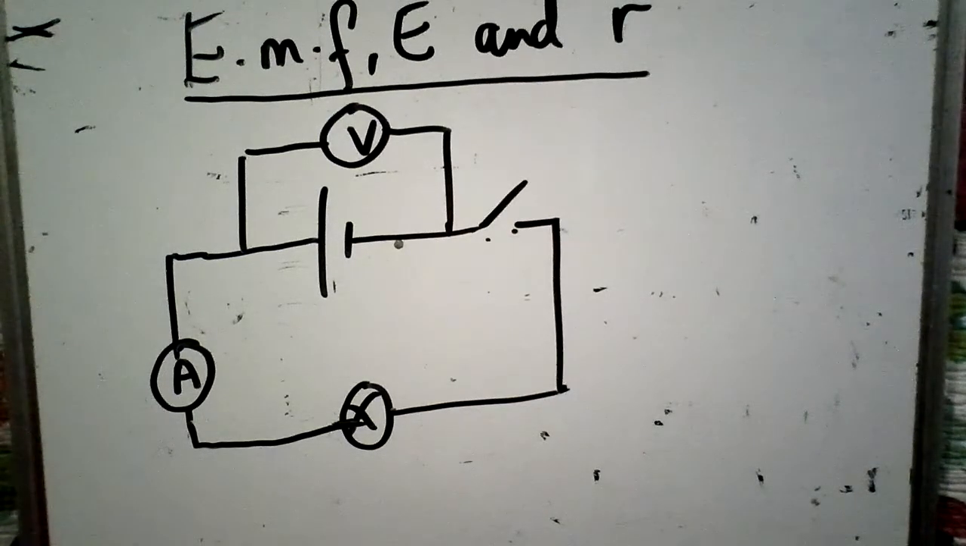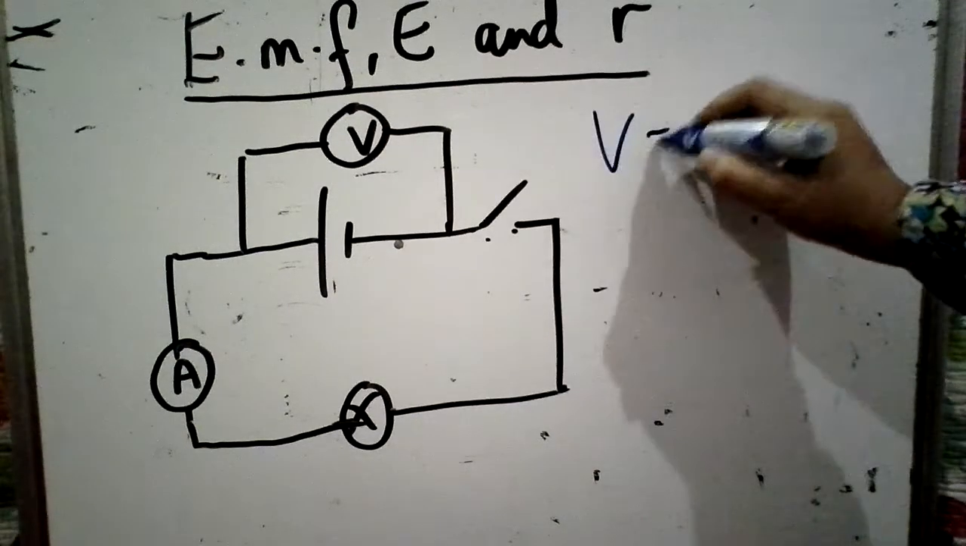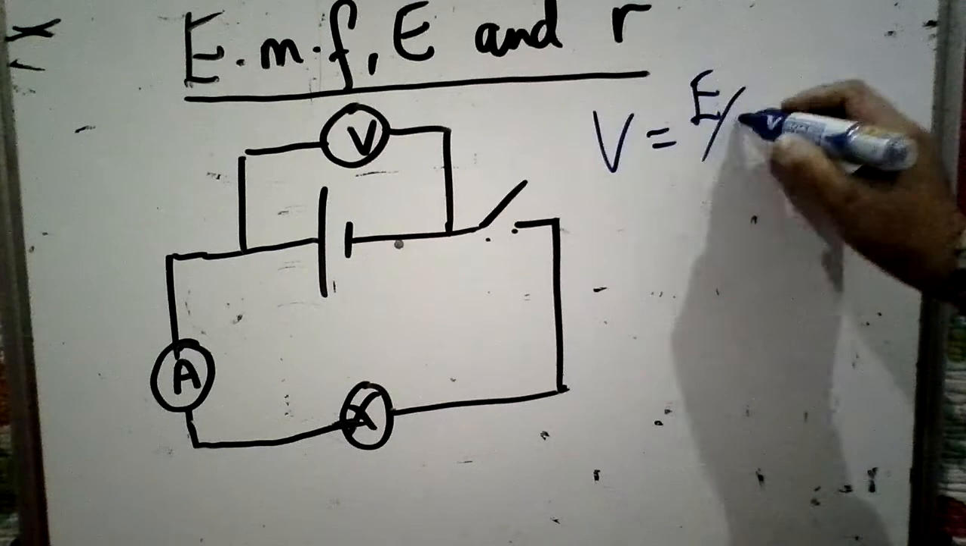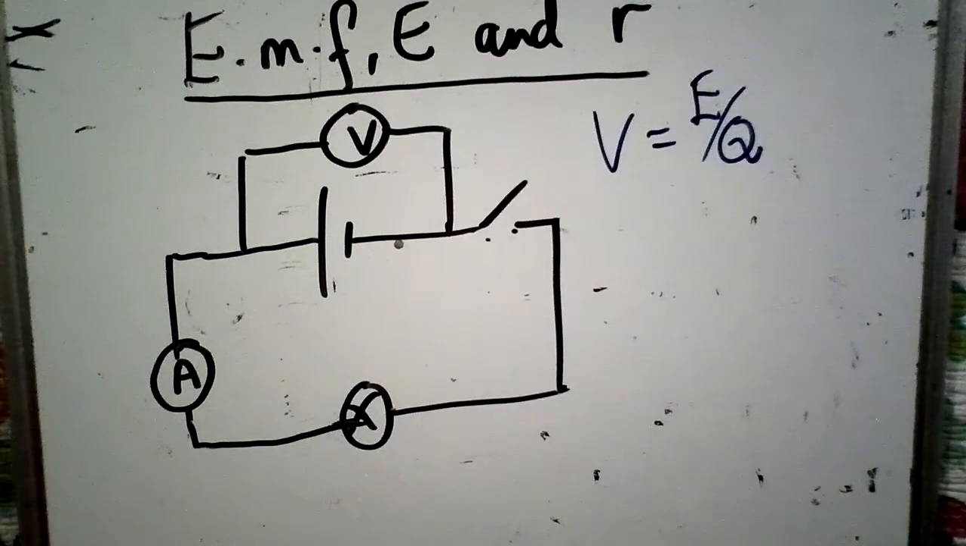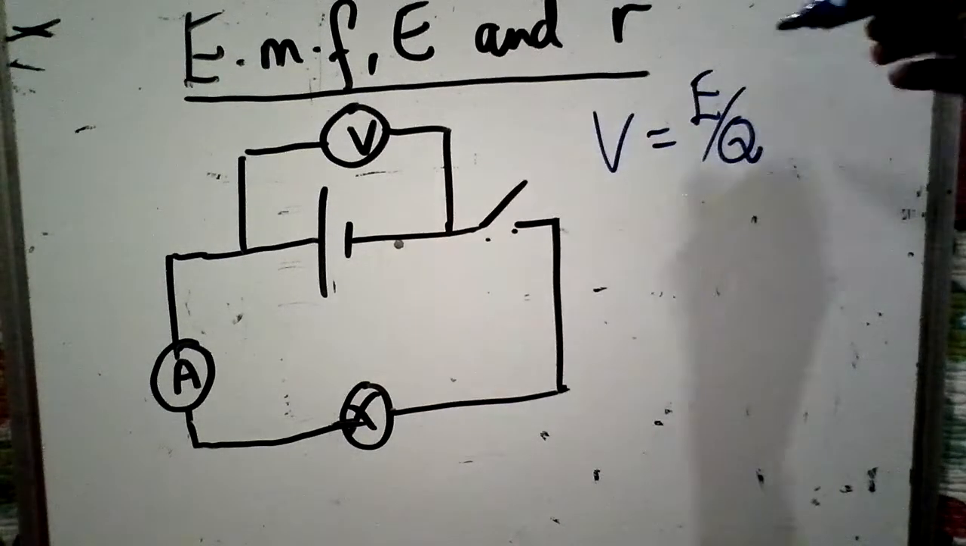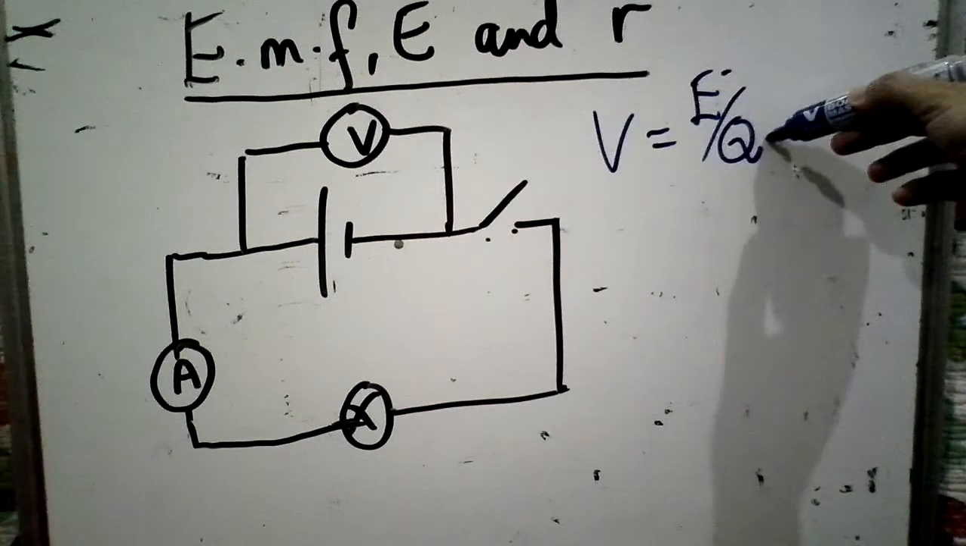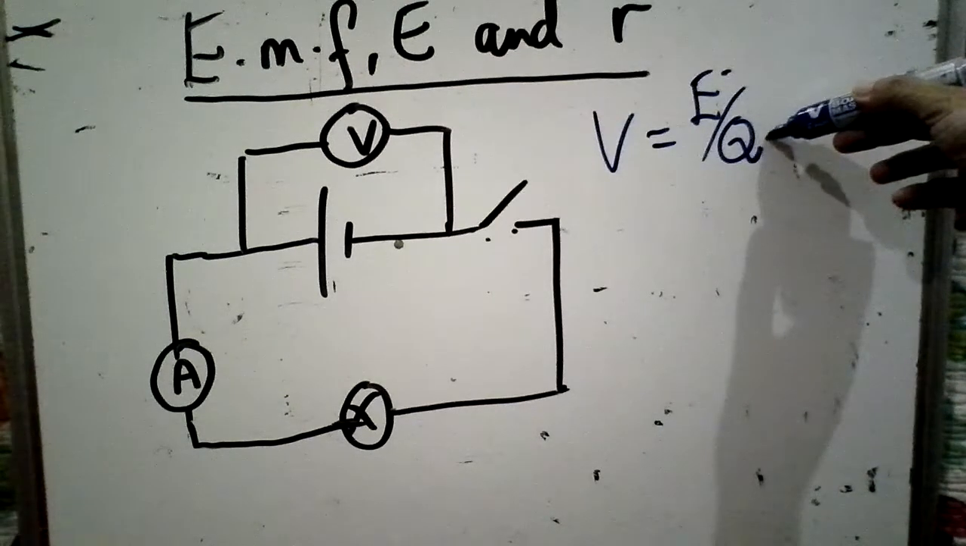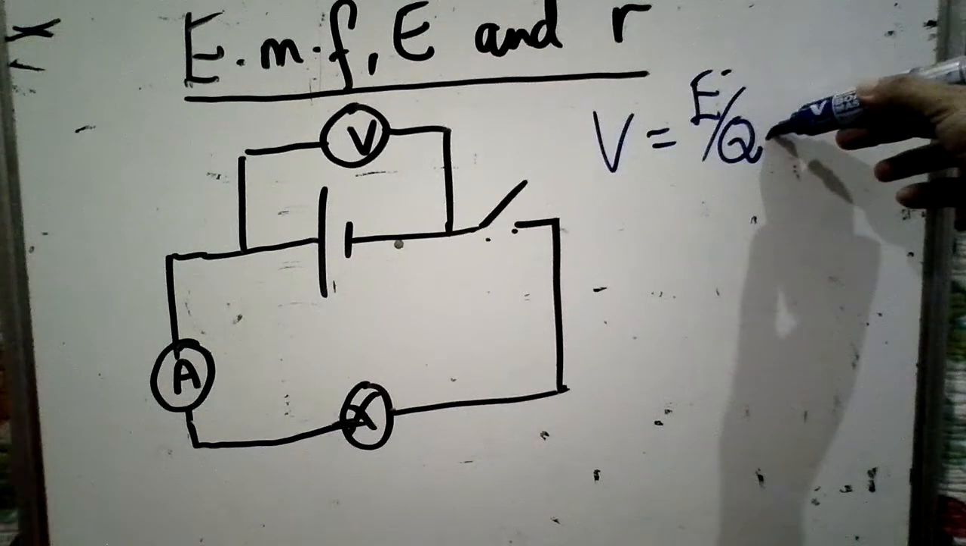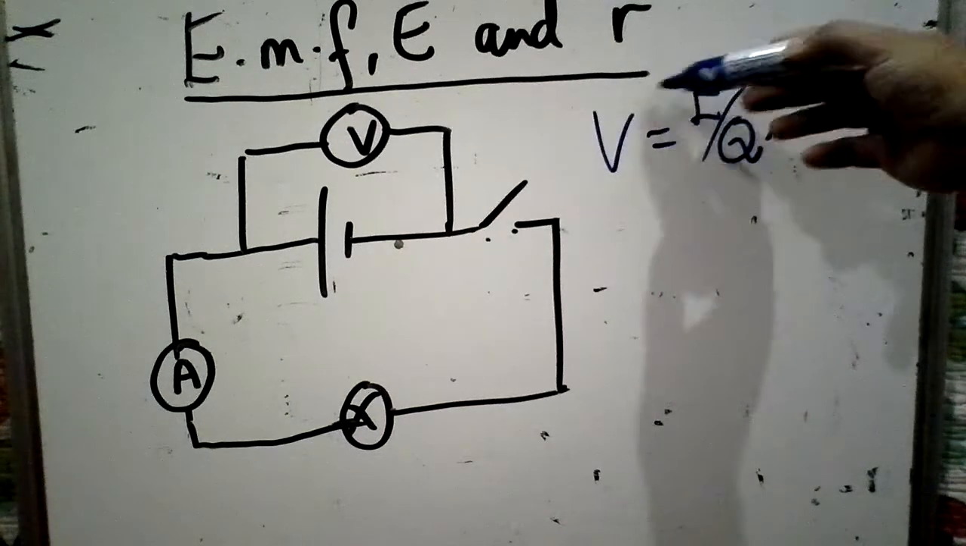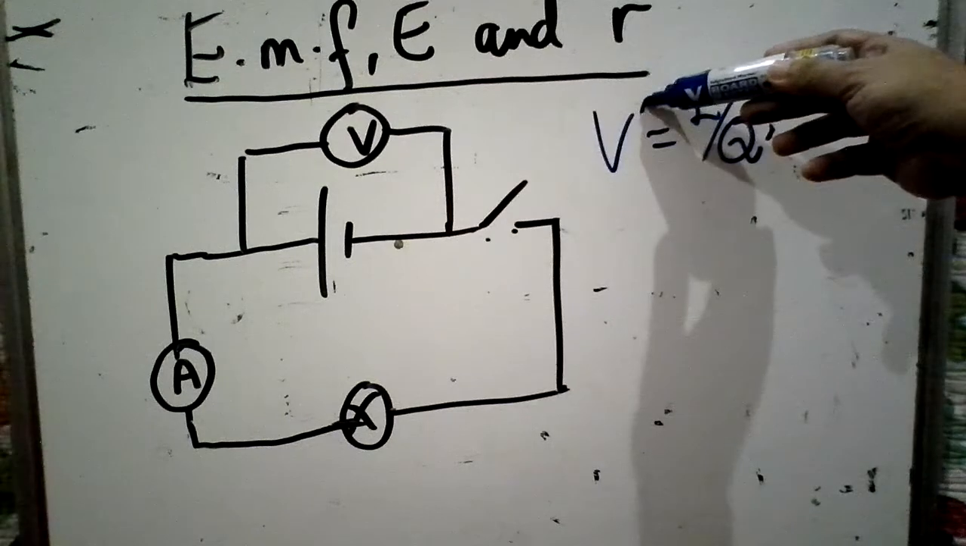So what is voltage or potential difference? I hope you still remember the definition of potential difference or voltage. V equals E over Q. E is electrical energy consumed or work done to transfer 1 coulomb of charge between 2 points in an electrical circuit. So that one is potential difference or voltage.